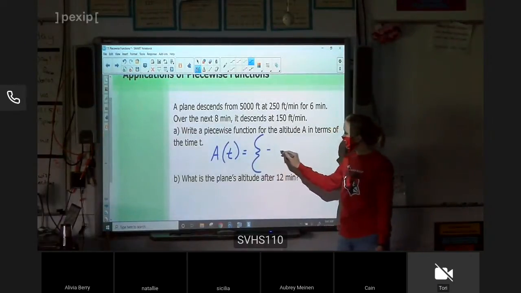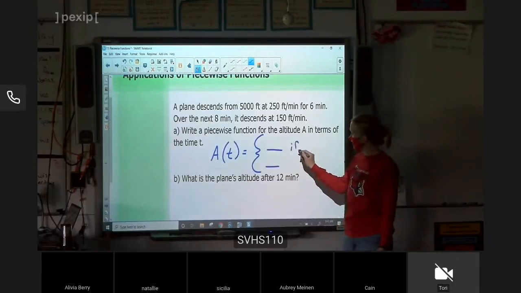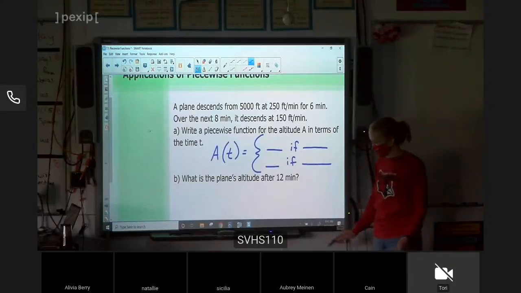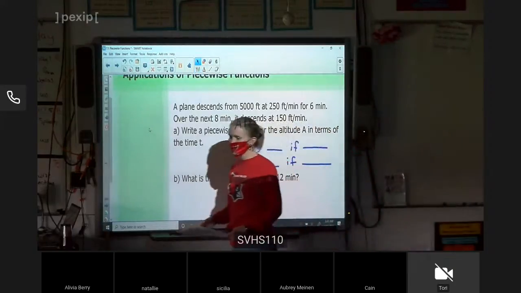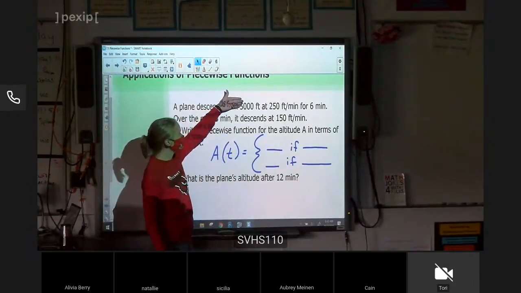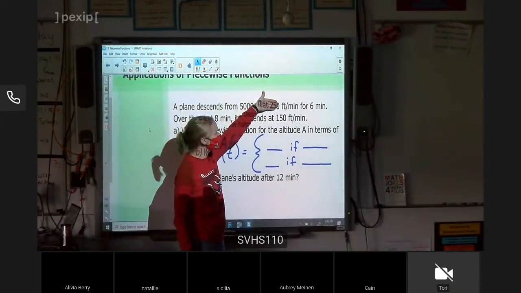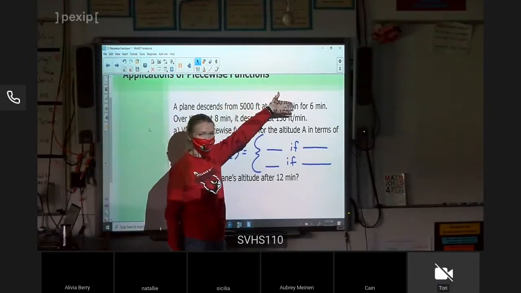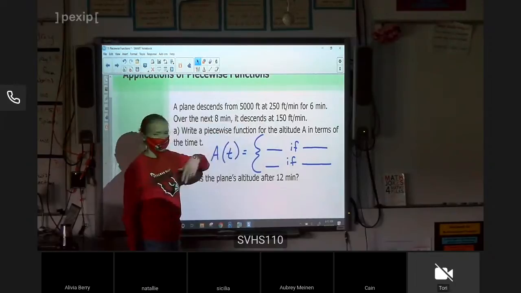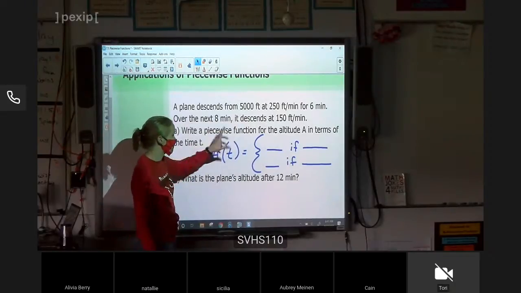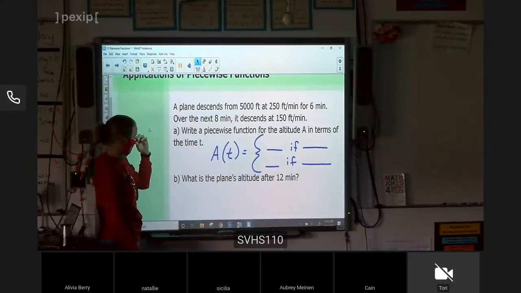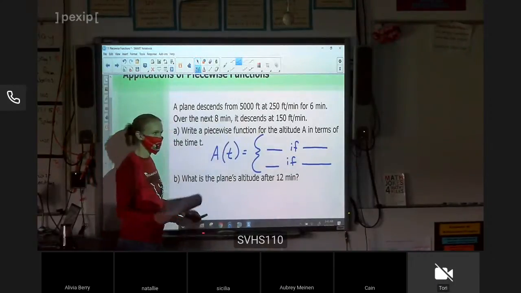And we have two things going on here. I'm just getting this sketched out. I know I have two different pieces of information. The reason I know is that it started at 5,000 feet and descended at 250 feet per minute for 6 minutes. That's one piece of information. Then, over the next 8 minutes, it descends at a slower rate. So that's why I know I have two different rates, two different things going on here.